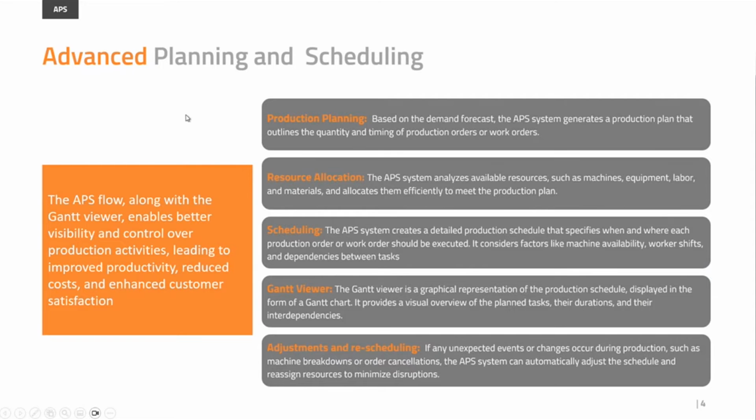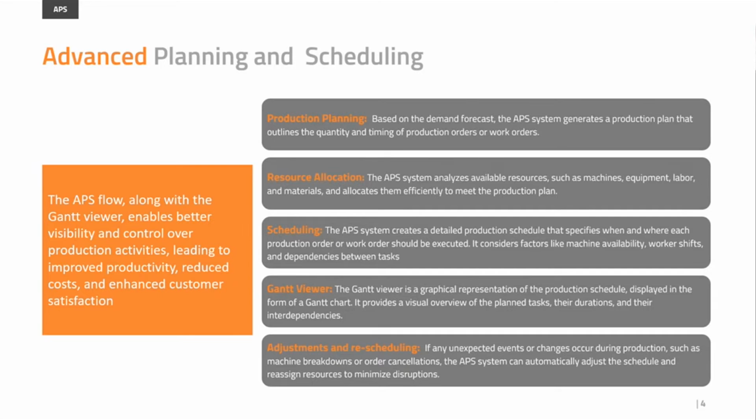So what is the APS doing? With the Gantt viewer that is integrated in it, you have really nice visibility. You can really see what is going on, which resource, on what day, where is my work order. Maybe I have an interruption at some stage, so I need to reschedule the next operations, and the tool can really help you with that to improve the productivity. And of course, if it's improved, you can also reduce the cost.